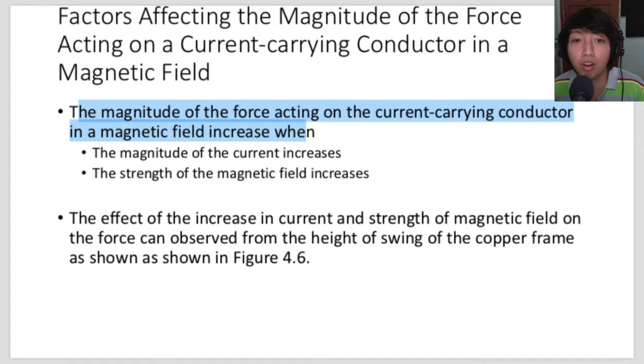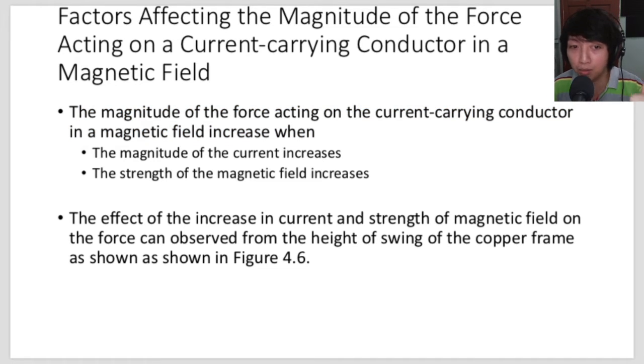So the two factors affecting the magnitude of the force acting on a current carrying conductor are these. The magnitude of the force acting on a current carrying conductor in a magnetic field increases when, number one, the magnitude of the current increases. So basically more electric power means a higher amount of magnetic force. If you wanted your electric motor to move faster, a simple way is to add more power.